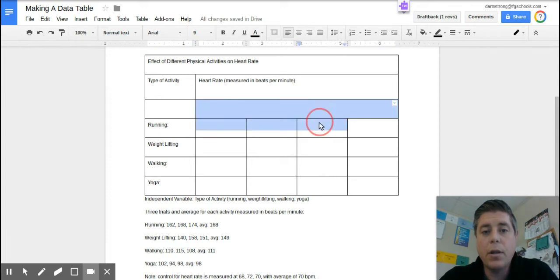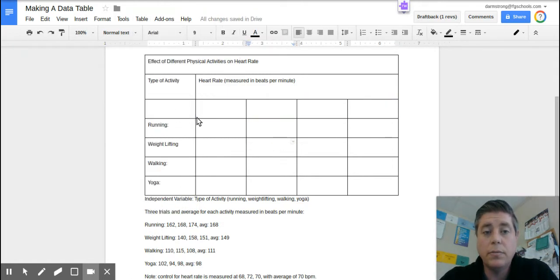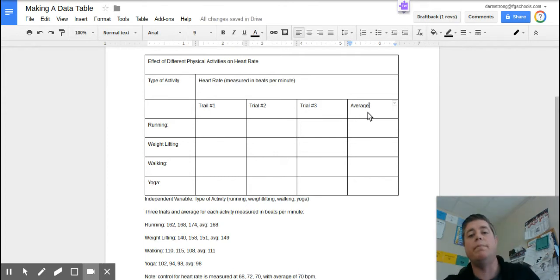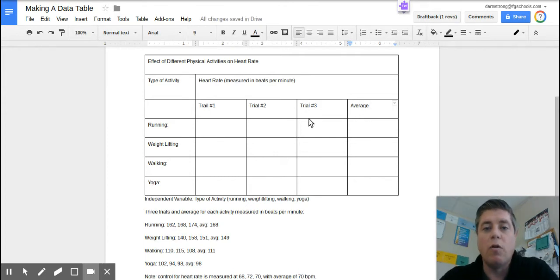All right. So then these cells are merged. So I'm going to highlight, come to table, and unmerge the cells. All right. So now I can put trial number 1. Trial number 2. Sorry, so let me type these in. Trial number 3, and then I'm going to put my average. Now remember, we've talked about this, but we always do 3 trials to account for any kind of error or mistake, anything that may have happened.